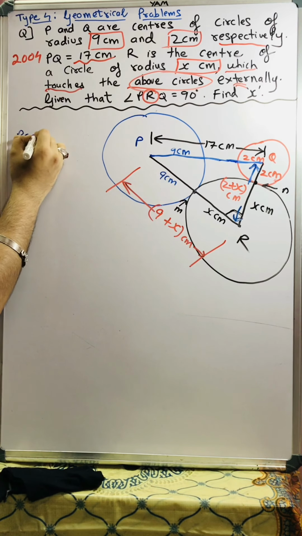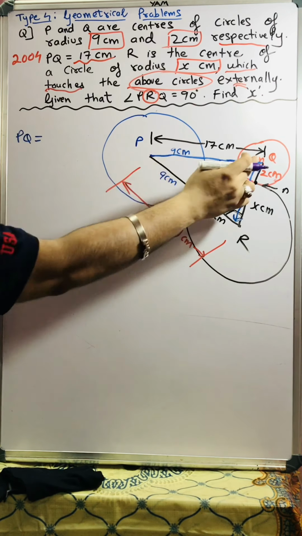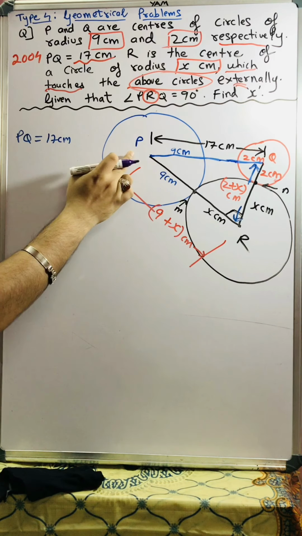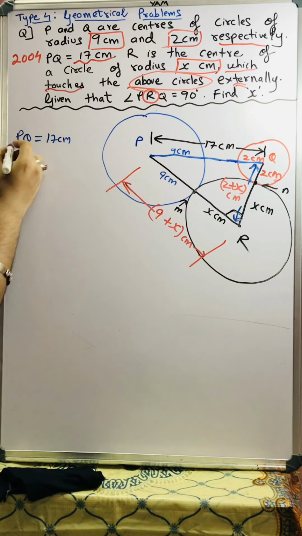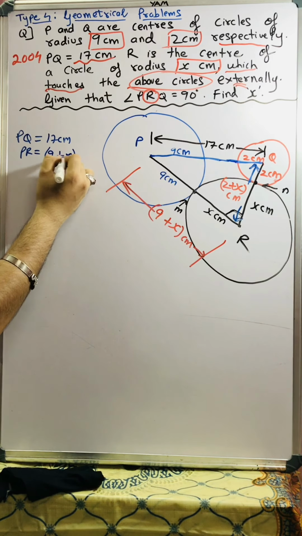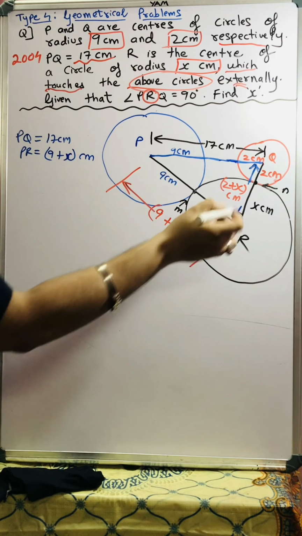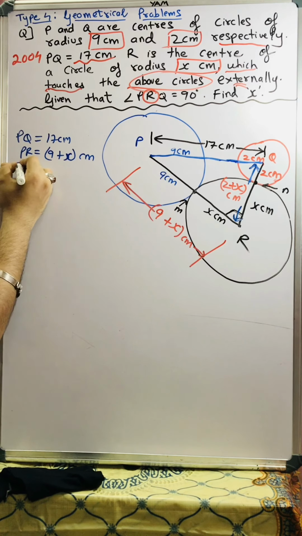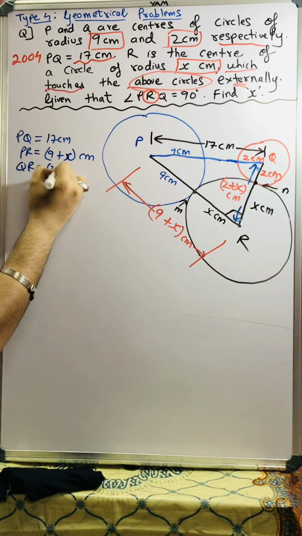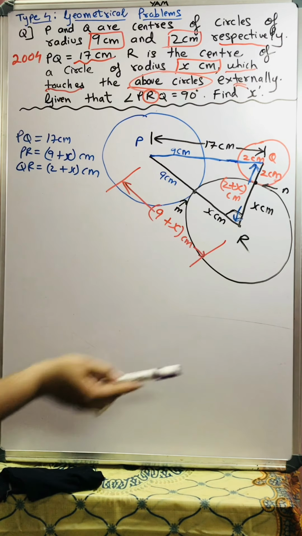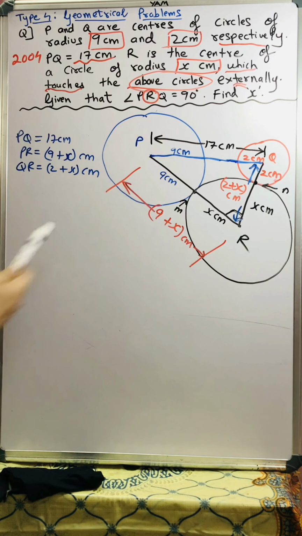See here, PQ is what? PQ was given to us as 17 centimeters. We found out that PR is 9 plus x centimeters, and QR is 2 plus x centimeters. It was given to us that this angle is 90 degrees. So can I say, students, it's a right angle triangle?